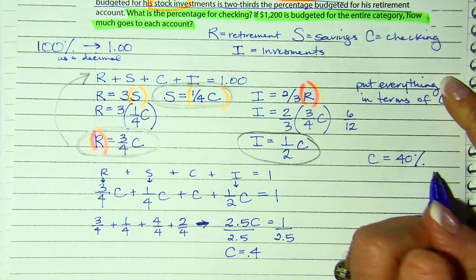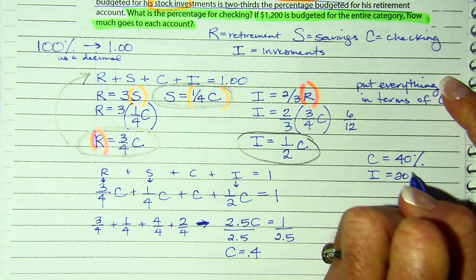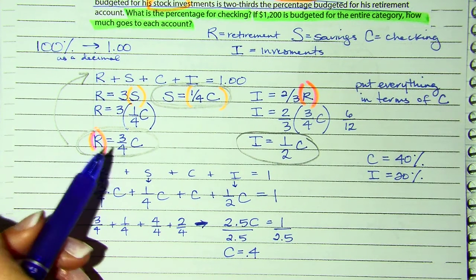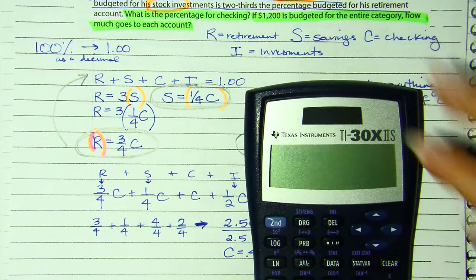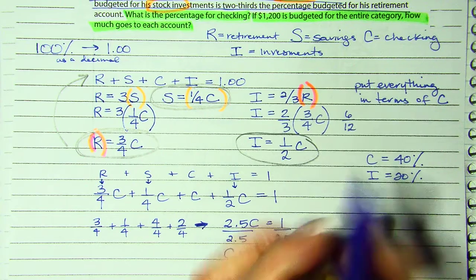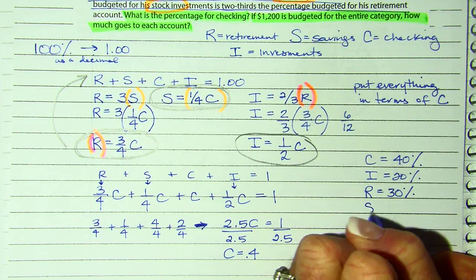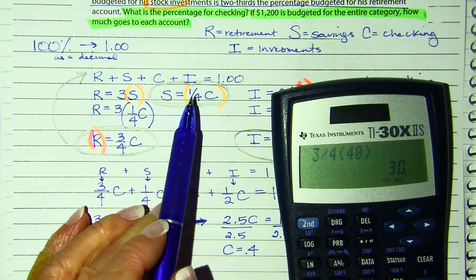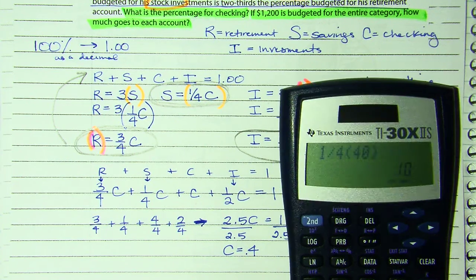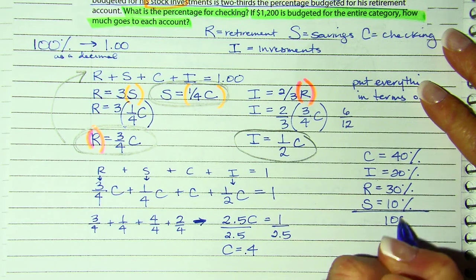If C is 40%, I know that I is half of C. So I must be 20%. R is 3/4 of C. So what is 3 divided by 4 times 40? 30. So R equals 30%. And then last I would have S. S is 1/4 of C. So what is 1 divided by 4 times 40%? So savings is 10%. And these have to add up to be 100%.